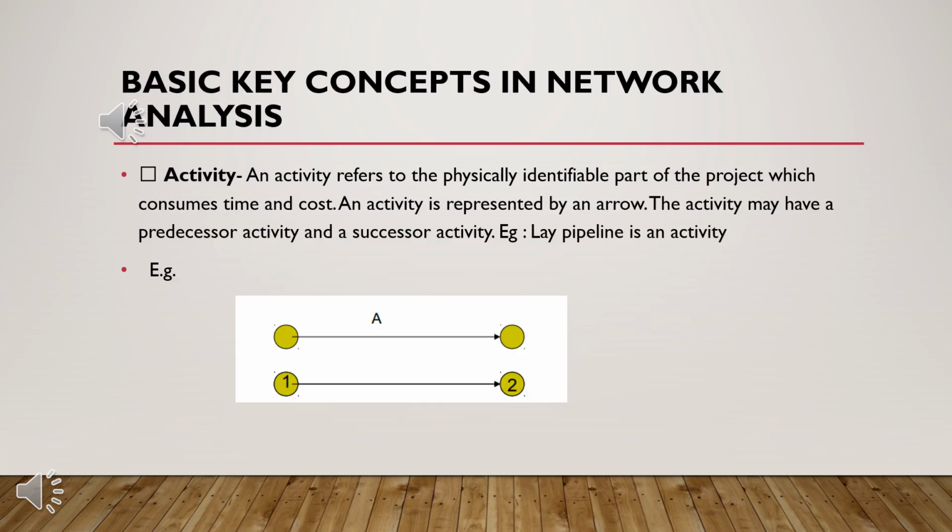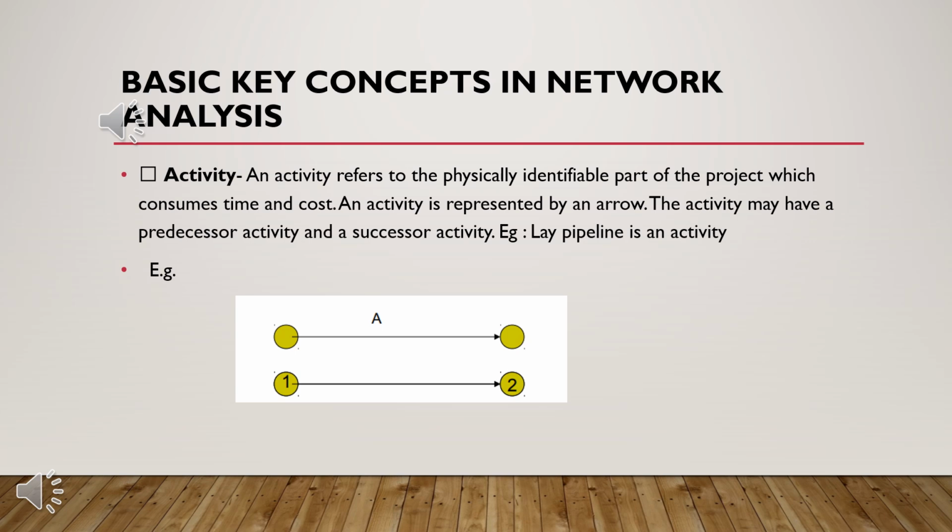Activity. An activity refers to the physically identifiable part of the project which consumes time and cost. An activity is represented by an arrow. The activity may have a predecessor activity and a successor activity. E.g., lay pipeline is an activity.